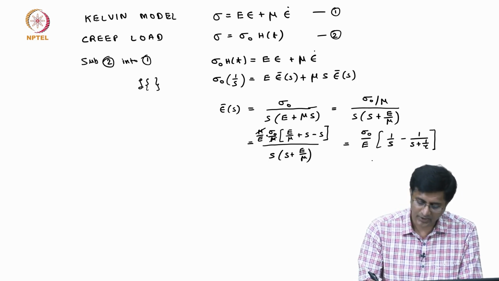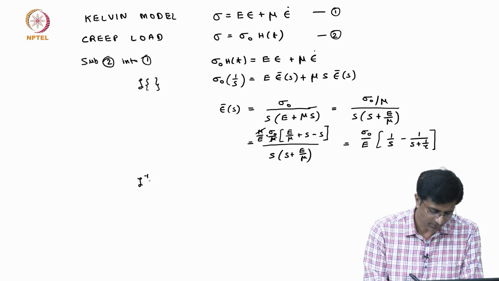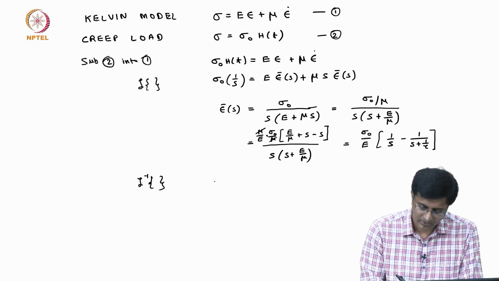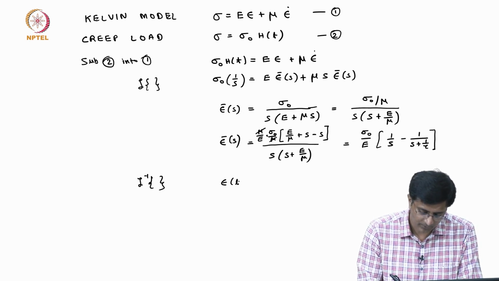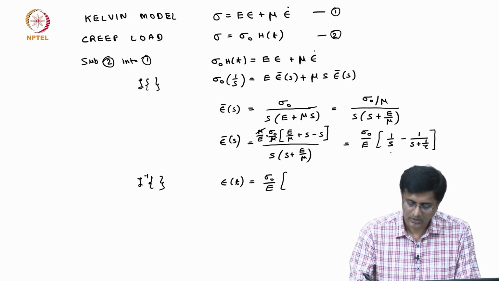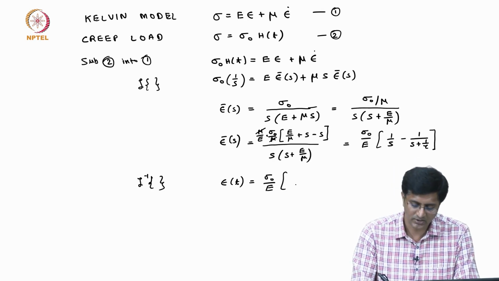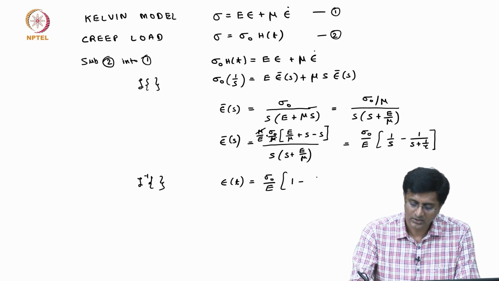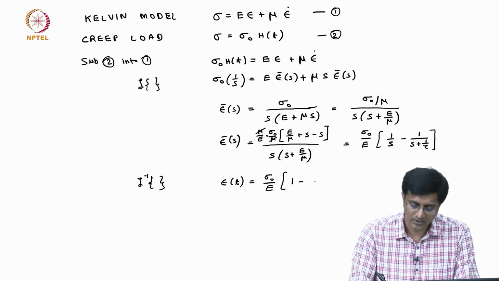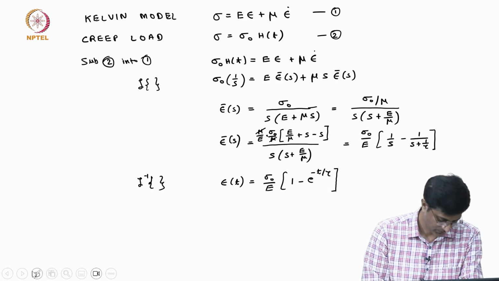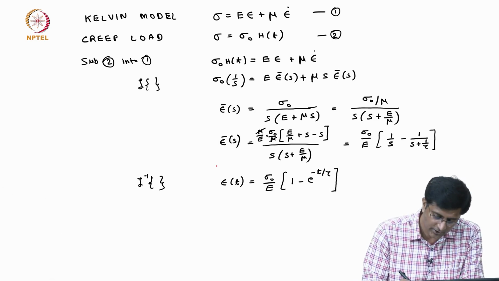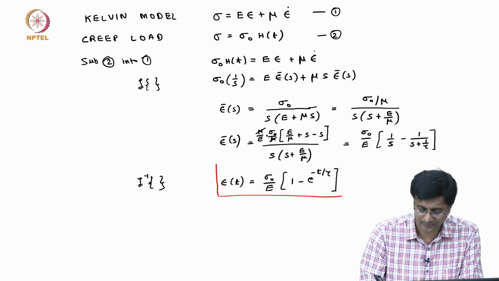Now we are ready to apply the inverse Laplace transform, and once we apply that, the left hand side, strain in the time domain, is given as sigma naught by E times the inverse Laplace transform of 1 by s, which we have seen is nothing but constant 1, minus the inverse Laplace transform of 1 by s plus 1 by tau, which can be written as e power minus t by tau. This should give us the creep response of a Kelvin model.